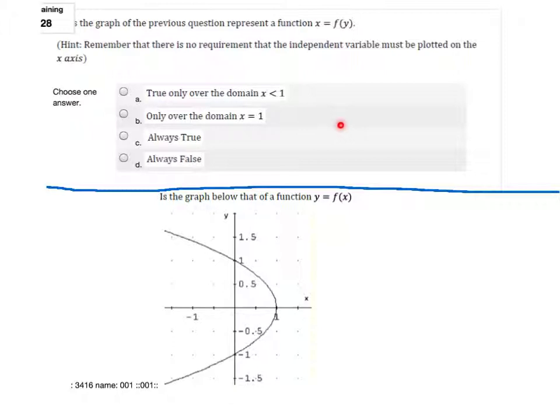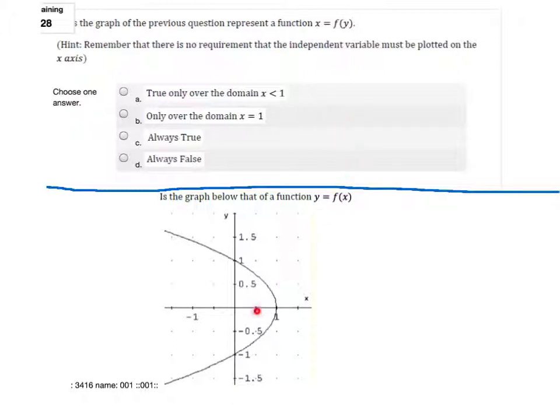Okay. What is a function? What's the definition of function? If you go back to the notes that we discussed in class, you will see that if for every value of x there is one and only one value of y, then you can say that y is a function of x.